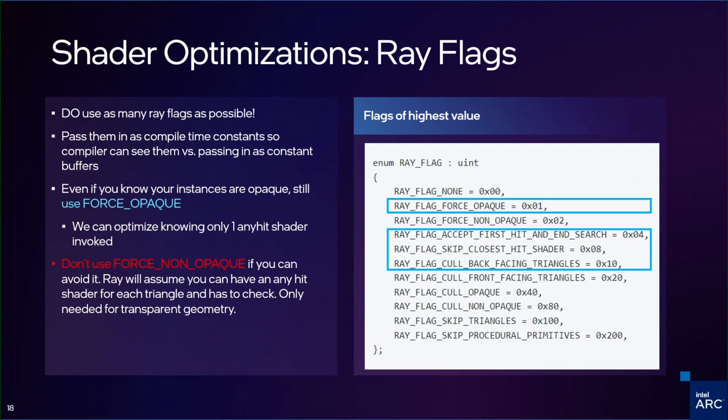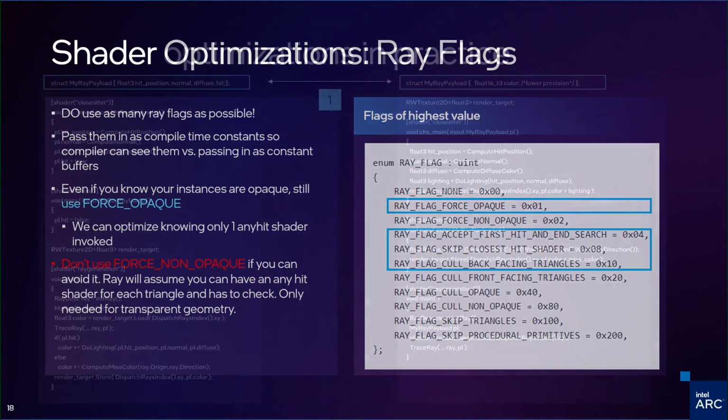The other one is around force opaque and force non-opaque. It kind of turned the contrast up on these both to me. For force opaque, they say, please use this flag because we can optimize knowing only one any hit shader is invoked. However, similarly, please don't use force non-opaque if you can avoid it. This is because the ray is going to assume you can have an any hit shader for every triangle and has to check every single triangle. And often you only want the non-opaque flag on transparent geometry.